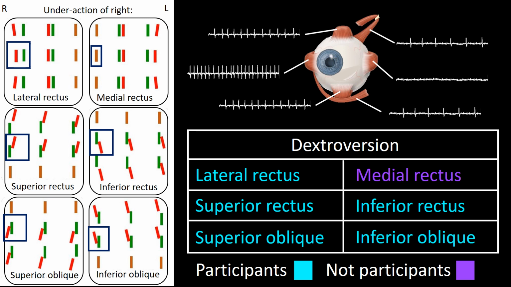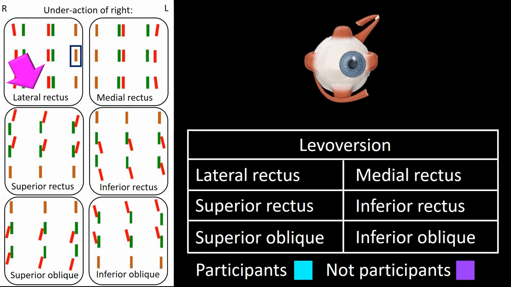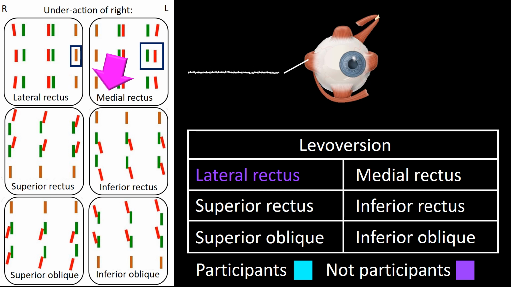Notice that among elevator and depressor muscles, the fastest myogenic activity reflecting a stronger contraction is present in the superior and inferior recti. We will now look at right eye levoversion. As you can see, only the right lateral rectus underaction does not lead to double vision during levoversion. Hence, the right lateral rectus is not involved in levoversion of the right eye, as illustrated here. Maximal degree of diplopia occurs with right medial rectus underaction. Hence, the right medial rectus contributes greatly to right eye levoversion, as you can see here.